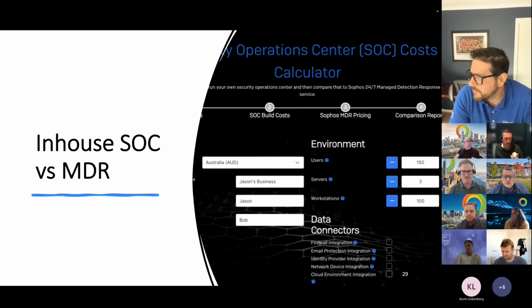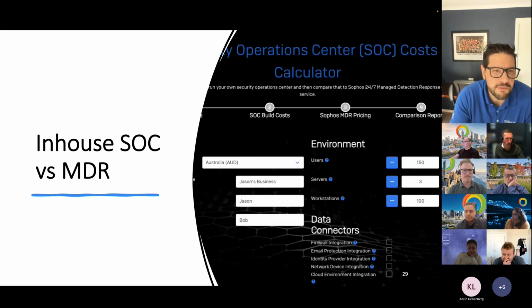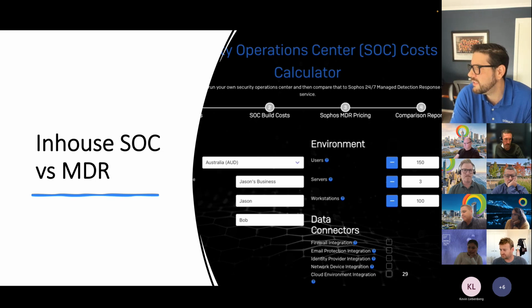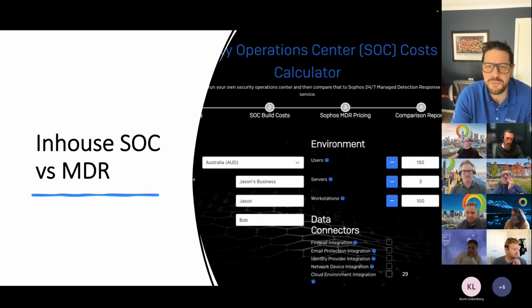In-house SOC, just for a bit of fun, anyone want to have a crack at how much it would cost on average to build your own version of MDR? So do exactly what MDR will give a customer, but do it in-house. This is an example for 150 users, 3 servers. No firewall add-ons, nice and simple, just pure endpoints. What do you reckon per year? 300K. 300K?